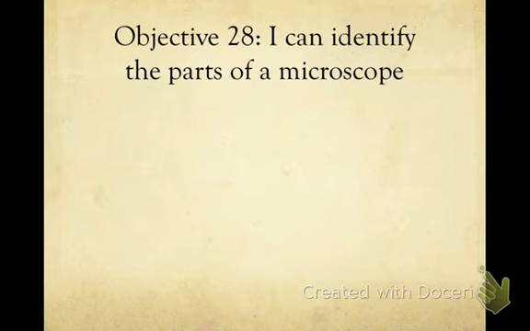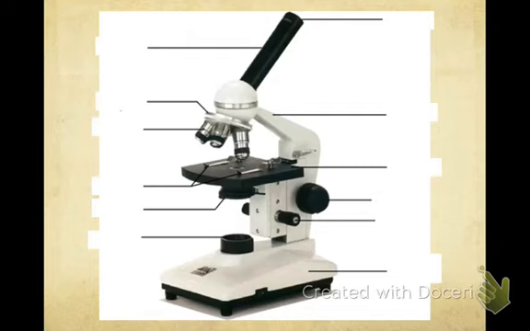Objective 28 is I can identify the parts of a microscope. So here we go. You will need to label these on your guided notes. Alright, we are going to start with the ocular lens or the eyepiece. That's the part you look through on most of ours. We have 2 of these tubes coming up, so you can use both eyes, but some of them are just one. Then we have the body tube, the nose piece, which holds all of the objective lenses. There are your objective lenses.